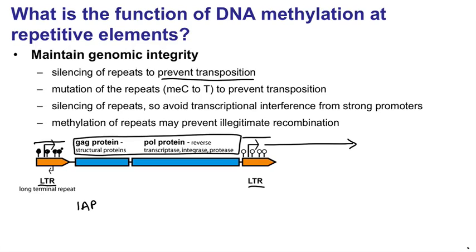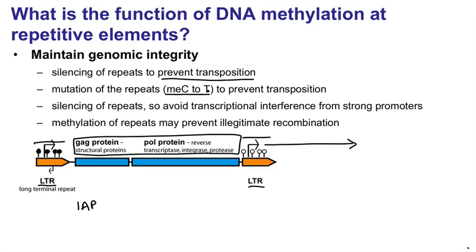Secondly, because DNA methylation is mutagenic, we know that if it's there, then you're more likely to have the methylcytosines mutated into thymines, and this may also, over evolutionary time, prevent transposition because the mutations will mean perhaps the promoters don't work anymore.